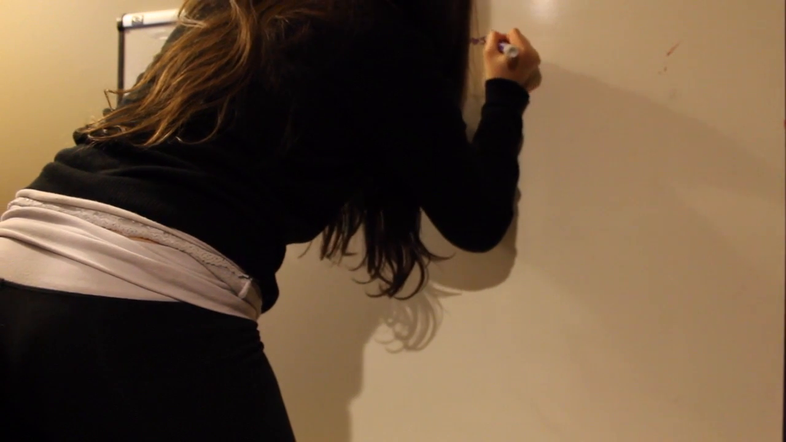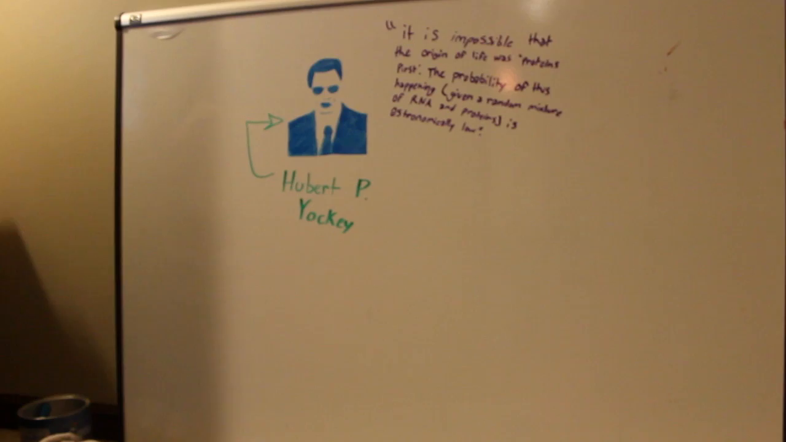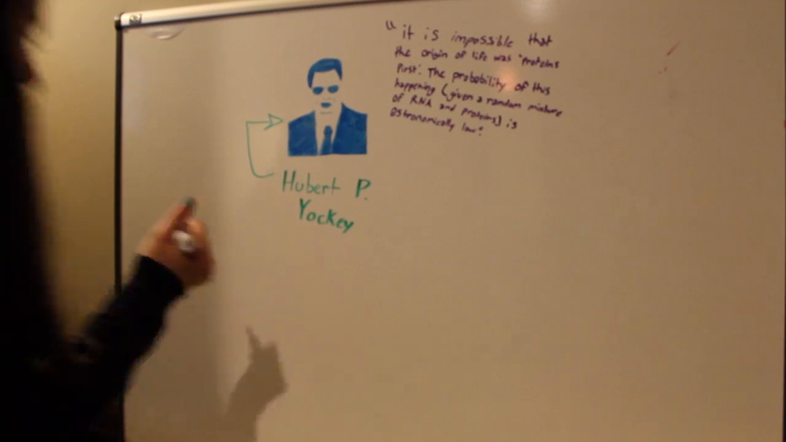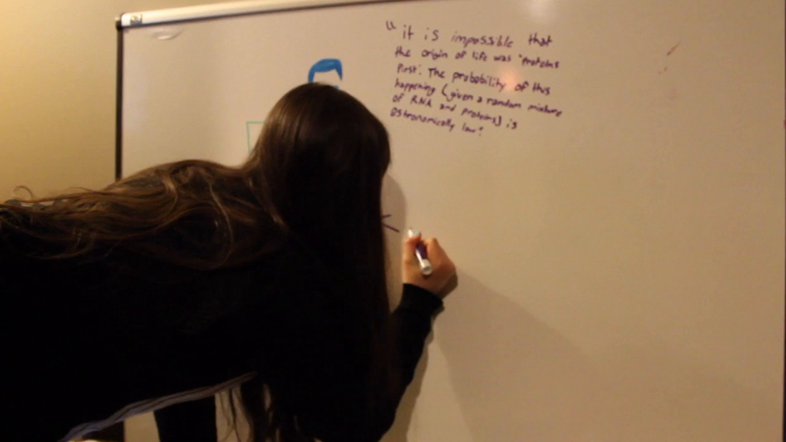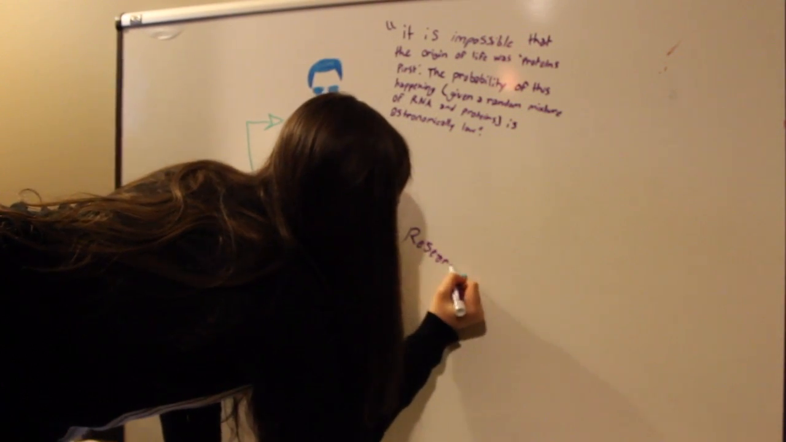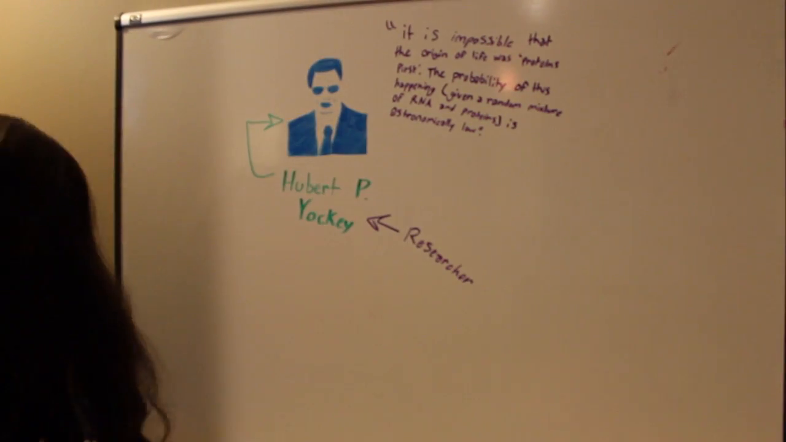Okay, so here now we have Hubert P. Yockey, and he was a researcher. And I'm quoting him here when he said this. He said, "It is impossible that the origin of life was proteins first. The probability of this happening is astronomically low."